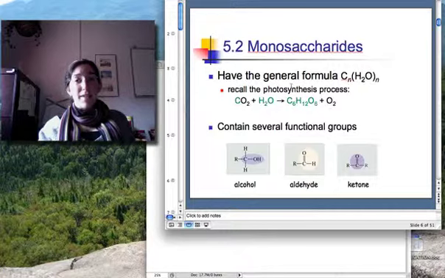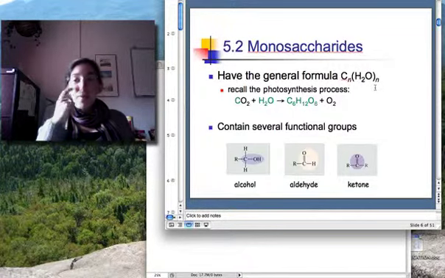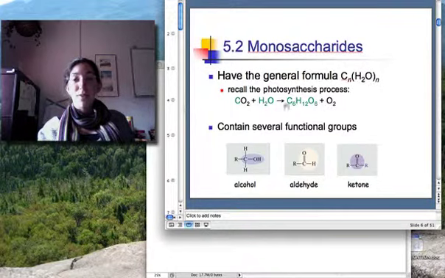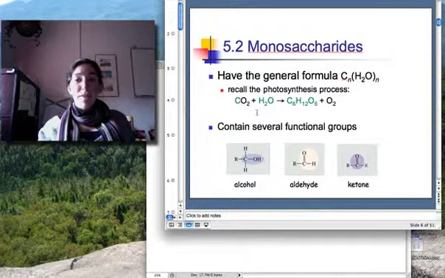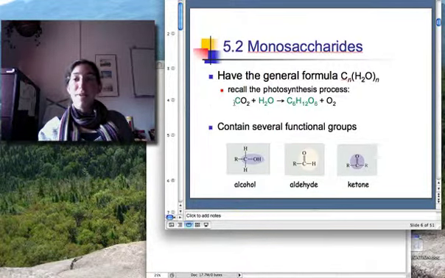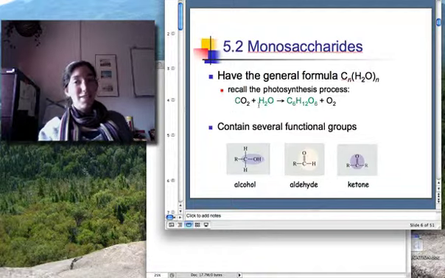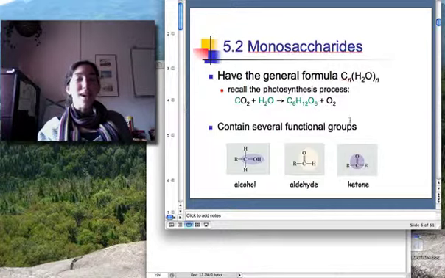So I'll get to those in a minute, but first I want to mention this, that all monosaccharides have a general formula of CnH2nOn, okay? So if you look at the photosynthesis process and look at glucose, you'll see why that is. So if you recall, monosaccharides are made by taking carbon dioxide and water. So I guess actually this is not a balanced equation. It should be 6 carbon dioxides and 6 waters become C6H12O6 with a little bit of excess oxygen.